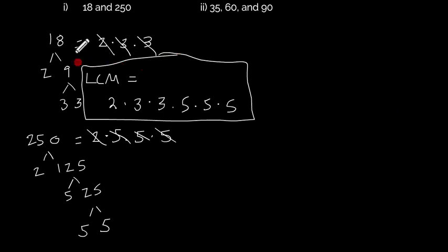So 18 is represented. There's 18 representing itself. And 250 is representing itself by having a 2 and 3 5s. So when we multiply that number together, we would get, let's see, it looks like we're going to get 6 times, I'm just doing it a different way, 15 times 25, and we get 2,250. What that means is 18 will divide into that, and so will 250. So this is the smallest number that 18 and 250 will divide into.